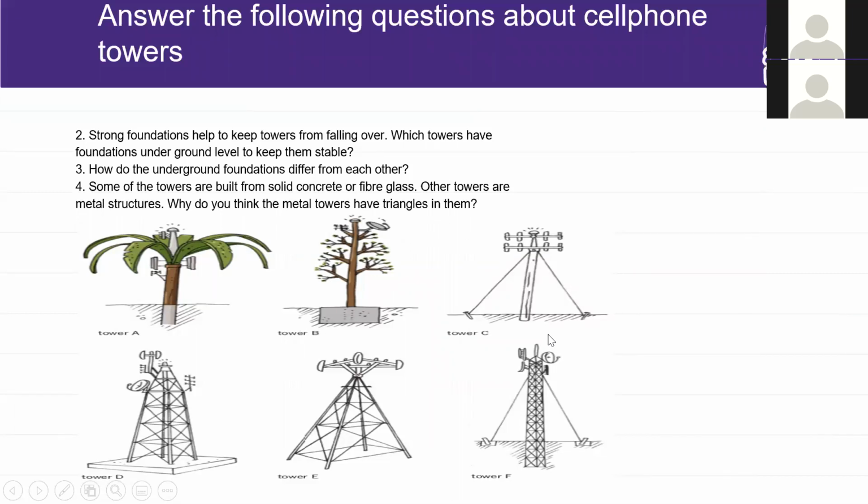Okay? Now, if you look at these metal ones, why? Okay, Ntivo. Why is it that the steel ones, the metal ones, have triangles? What are these triangles for? What are the triangles for?